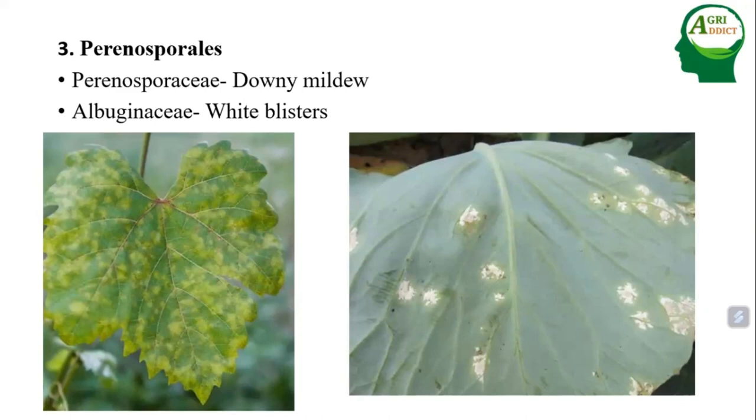In case of Albuginaceae, there will be chains of sporangia, whereas in case of Peronosporaceae, there will be single or cluster. And here it is unbranched sporangiophore. Here it is branched sporangiophore.